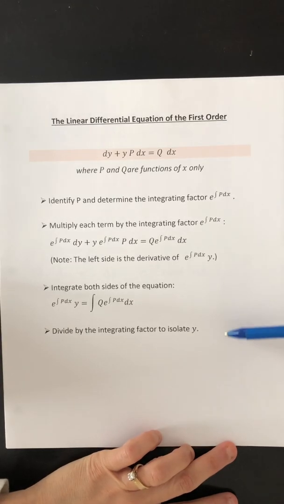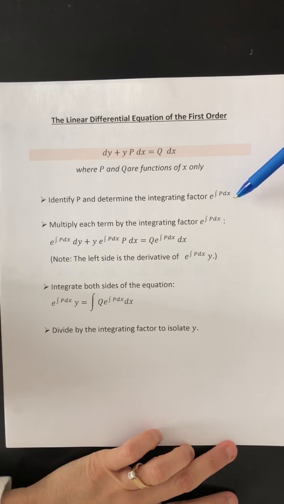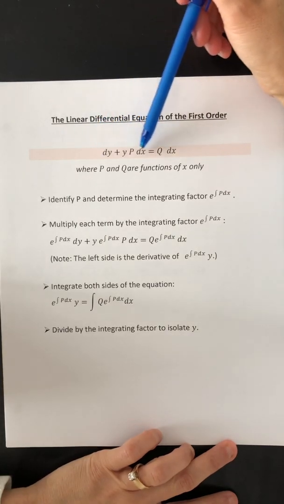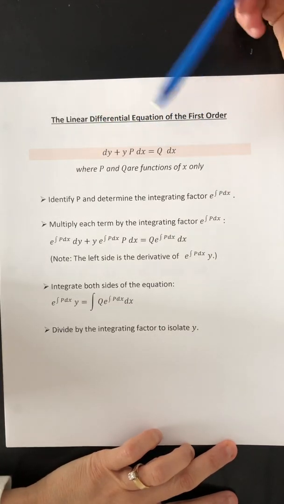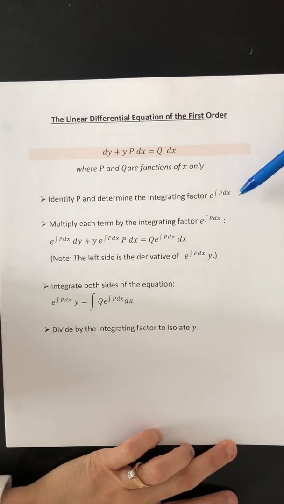So here I've identified the main steps. The first thing to do is identify P and then determine the value of an integrating factor equal to e to the integral of p dx. So you make sure first that your equation is in this exact form so that you can determine P, and then you can work out e to the integral of p dx, and that is called your integrating factor.